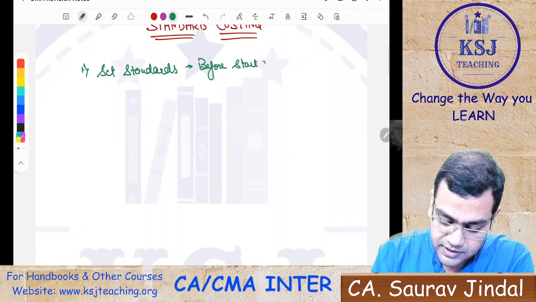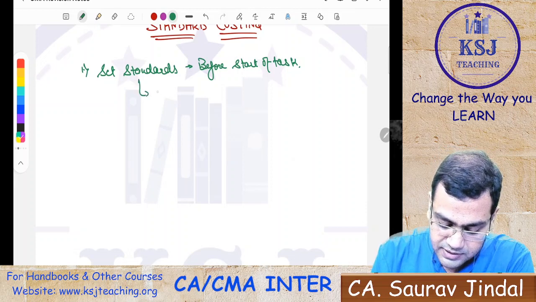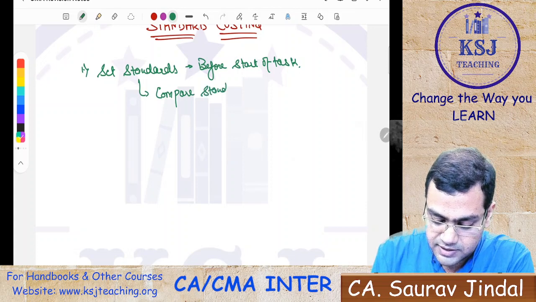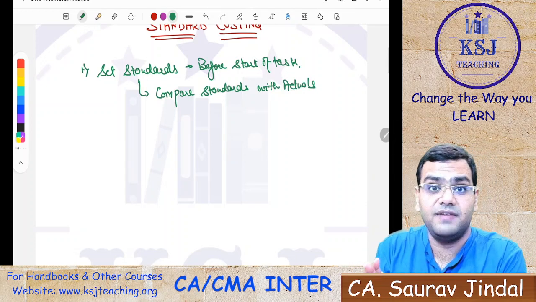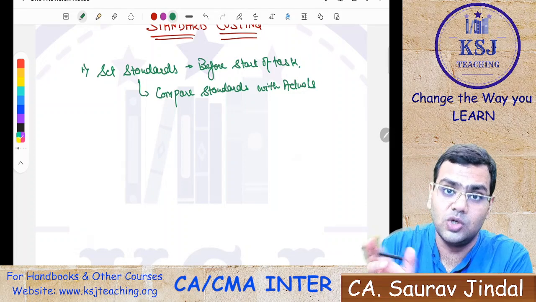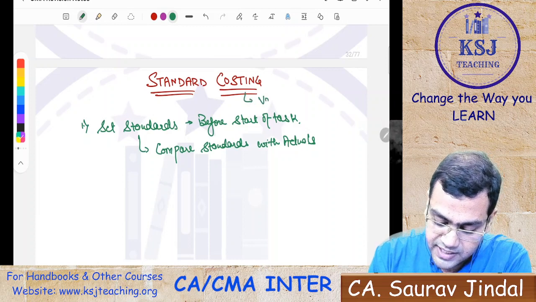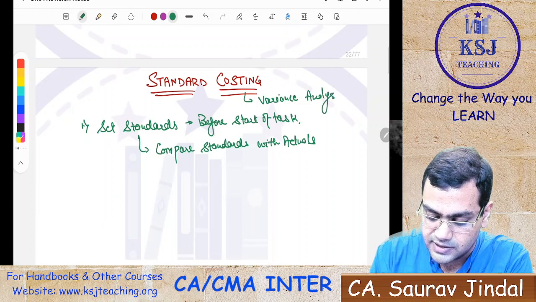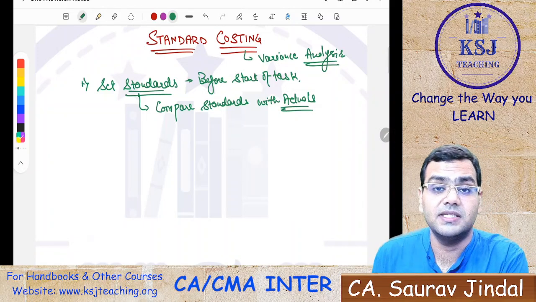These standards are set before the start of the task. And once the task is completed, you will try to compare the standards with actuals. You'll try to compare the standards with actuals, right? And if there is any difference between what you thought of and what actually happened, that is known as variance. That is why standard costing is also known as variance analysis. If there is any difference between the standards and the actuals, it is known as variance.